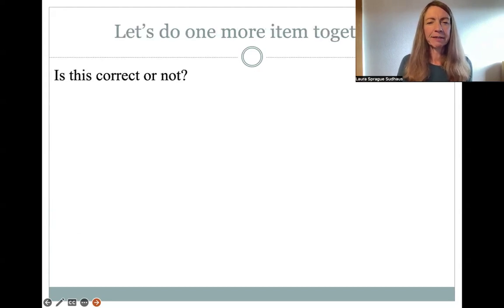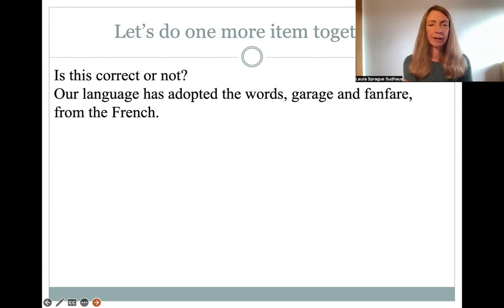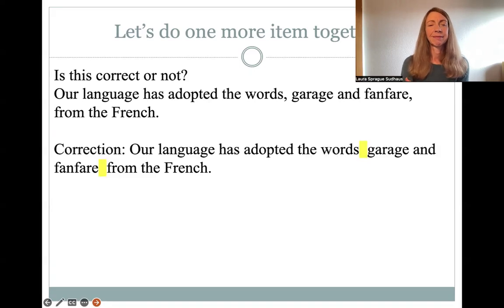Okay, is this correct or not? So some of the sentences might be correct, some need to be corrected. Our language has adopted the words garage and fanfare from the French. What do you think? Are you going to keep the commas? Are you going to take them out? The correction is there are no commas. Why are there no commas?